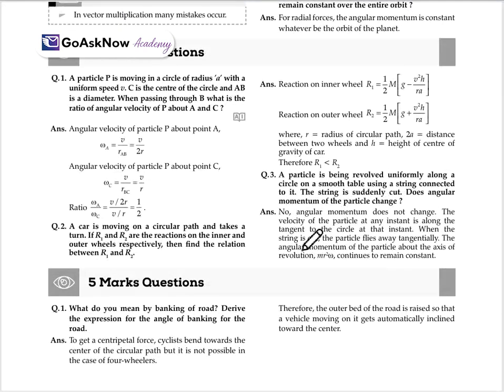Now moving to the 3 marks question. We have a particle P moving in a circle of radius R with a uniform speed v. C is the center of the circle and AB is the diameter. When passing through B, what is the ratio of the angular velocities of P about A and C? Angular velocity of the particle P about A, omega A, is equal to v upon 2R. The angular velocity of the particle P about point C, omega C, will be equal to v upon R. When we check the ratio, we get v upon 2R by v upon R. When we solve this, we get 1 by 2. So the ratio will be 1:2.